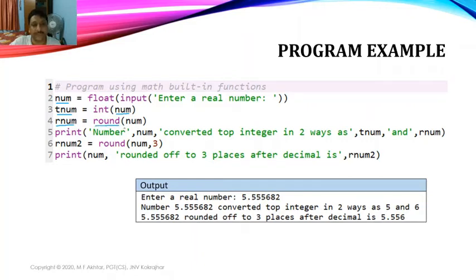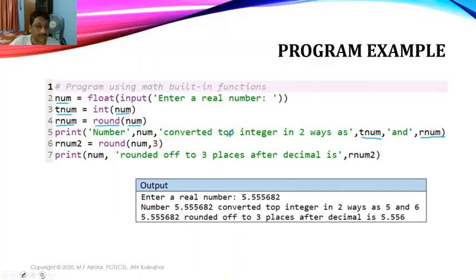And then rnum we have taken, and here we are using the round function. This is a math function, but it is already available with the Python interpreter, so we need not import the math module. The number we have given to round. Then print, we are displaying all the values. What is happening here? The number num is converted to integer in two ways, as tnum and rnum.